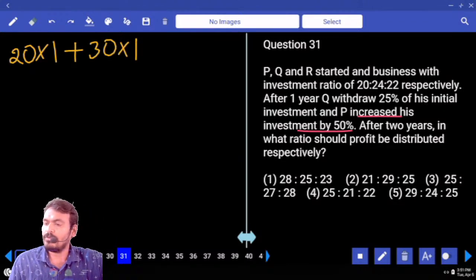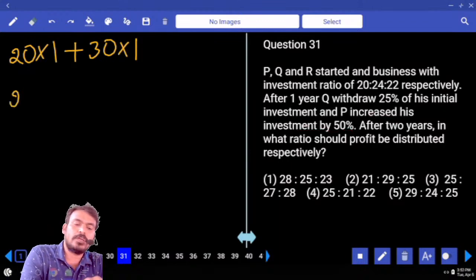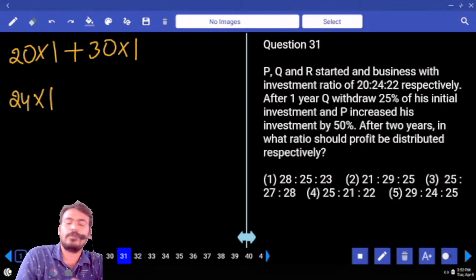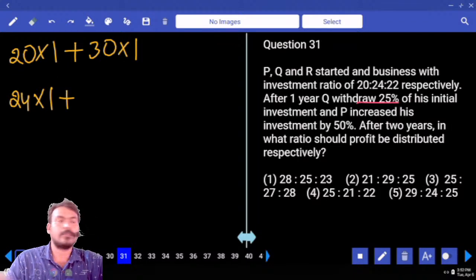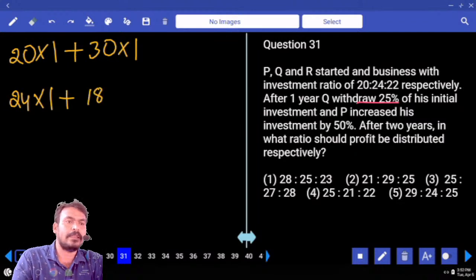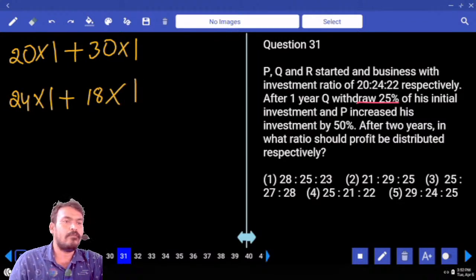Next, what is Q's initial investment? 24. That 24 is used for how many years? 1 year. After 1 year, how much percent is withdrawn? 25%. What is 25% of 24? 6. 24 minus 6, the remaining investment is 18. 18 parts are used for 1 year.